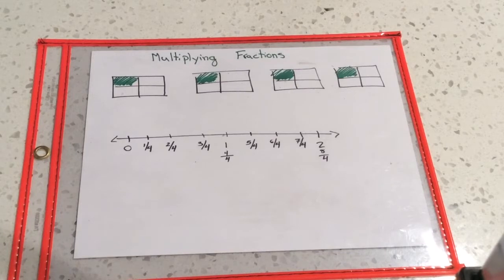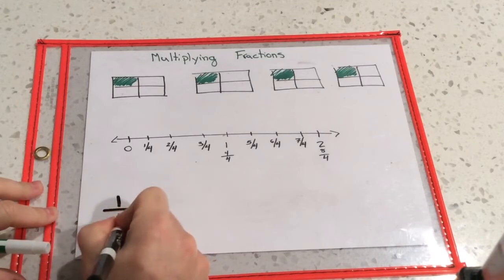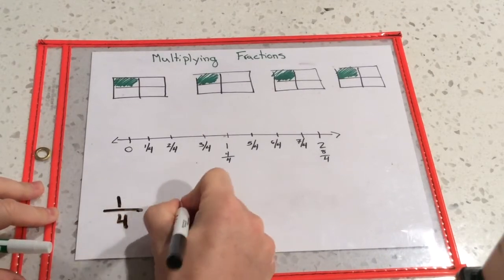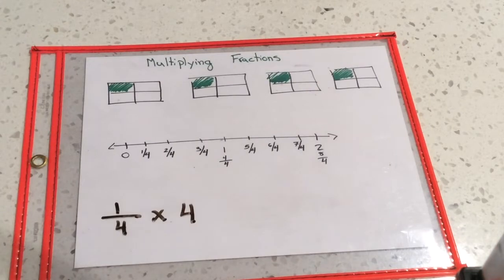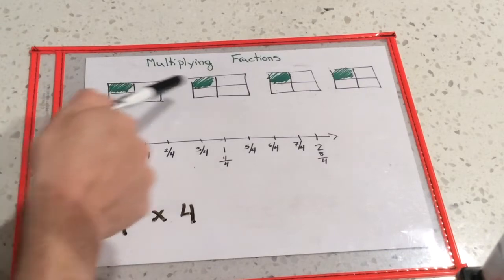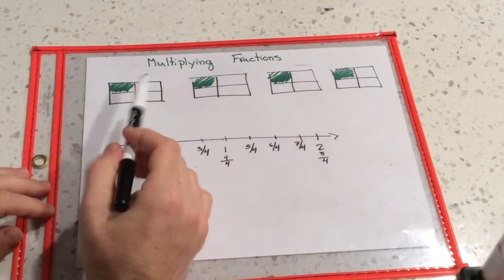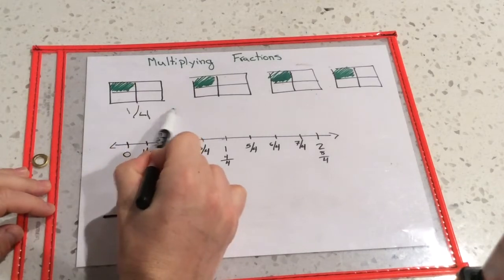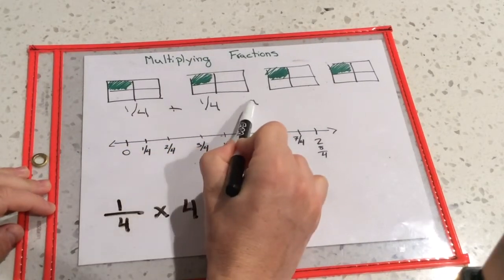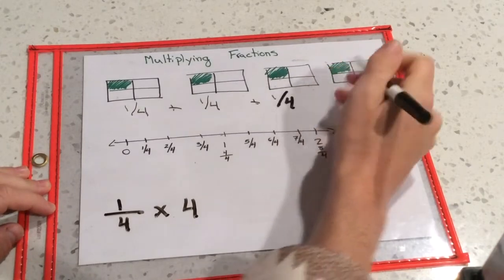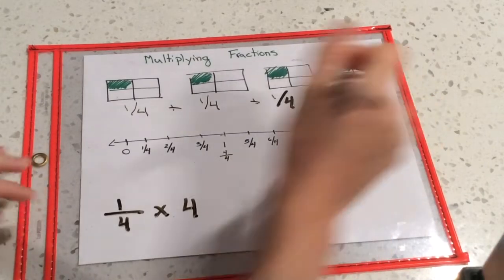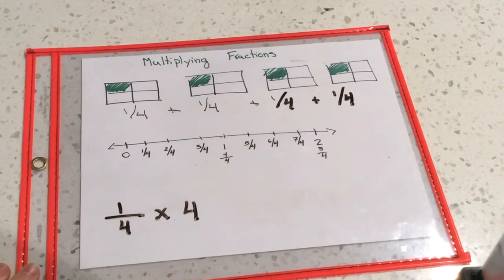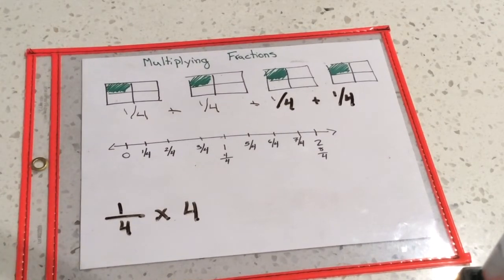So here, the first example that I'm going to be showing you is the equation 1/4 times 4. And this is illustrated in this picture here. I can see that I have 1/4 of a whole shaded in 4 different times. So here I had 1/4 plus 1/4 plus 1/4 plus 1/4. And we know, just like in traditional addition, multiplication is this idea of repeated addition.